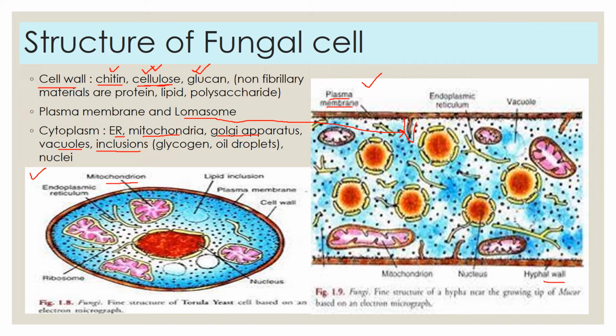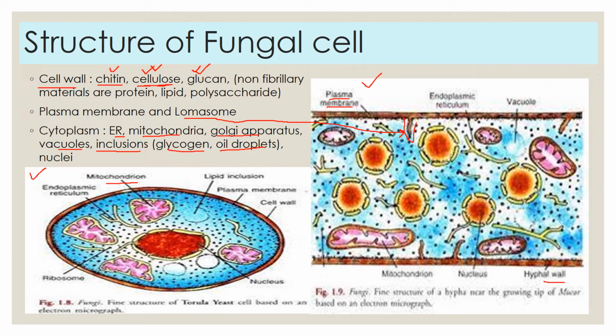It contains the stored food matter, that is the glycogen and oil droplets. Glycogen and oil droplets are characteristic assimilatory reserve food matter in the fungal cell. Just like in algal cells we have starch, in fungal cells glycogen and oil droplets are the reserve food matter.